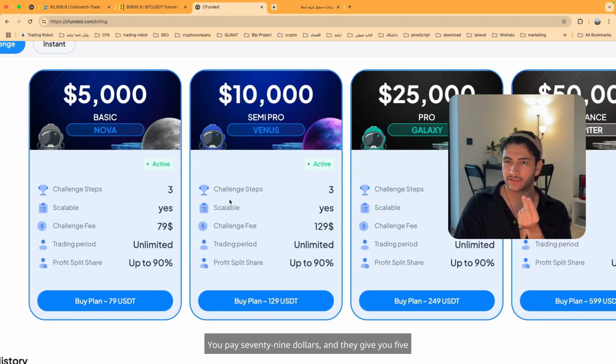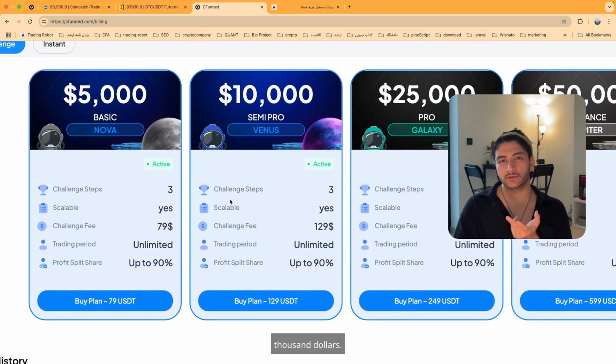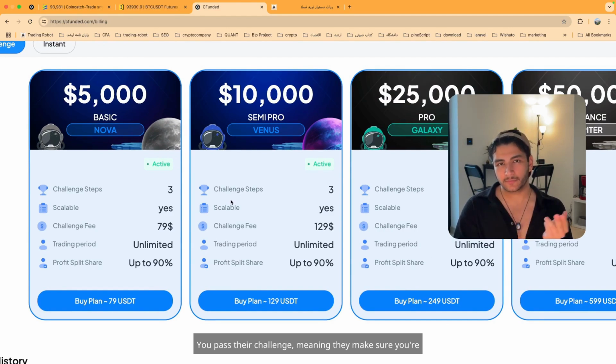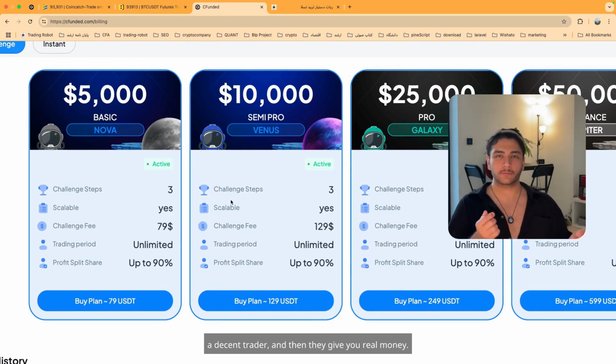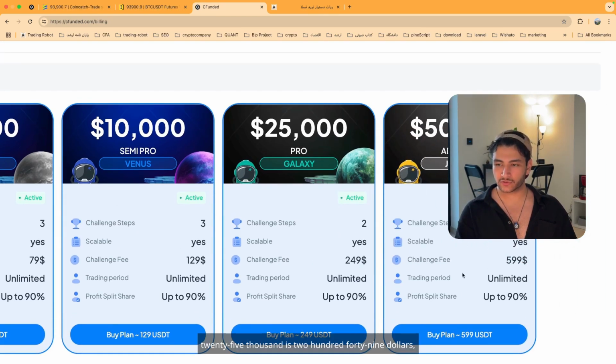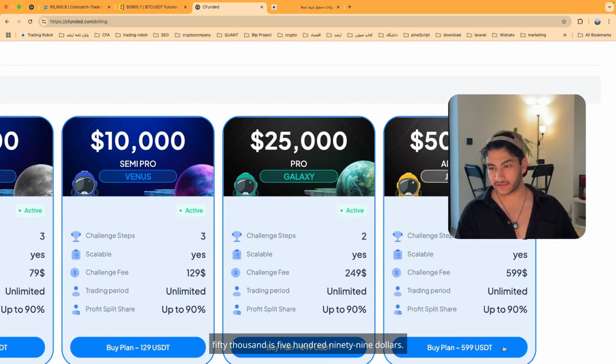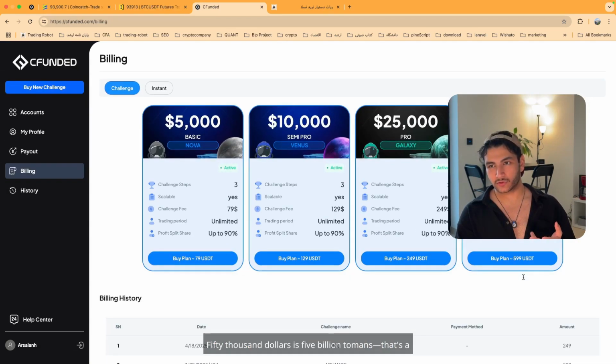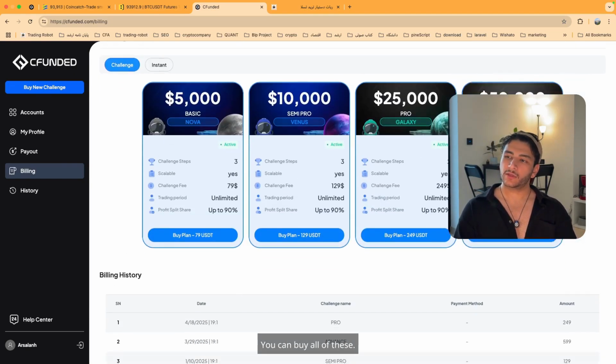$79. You pay $79 and they give you $5,000. You pass their challenge, meaning they make sure you're a decent trader, and then they give you real money. $10,000 costs $199, $25,000 is $249, $50,000 is $599, $50,000 is 5 billion tomans. That's a lot of money. You can buy all of these.